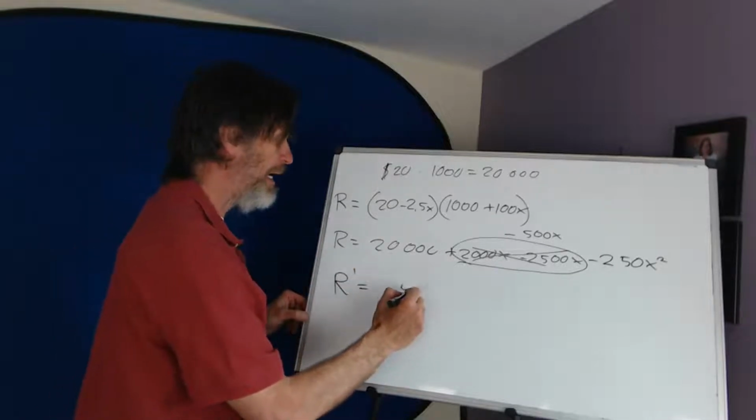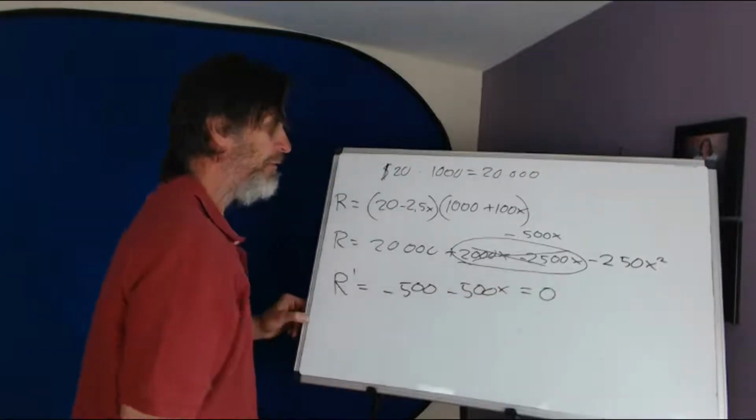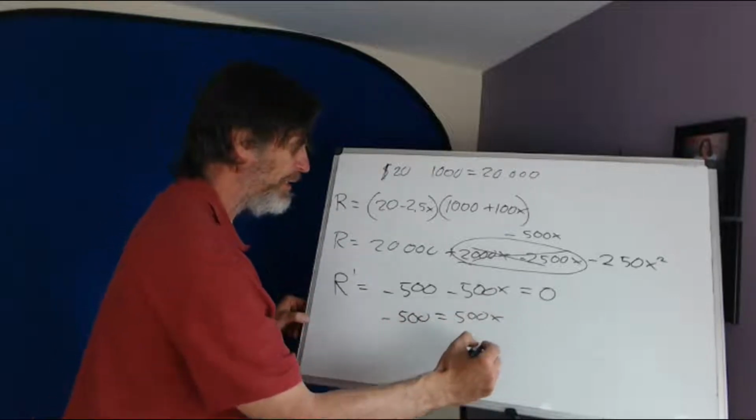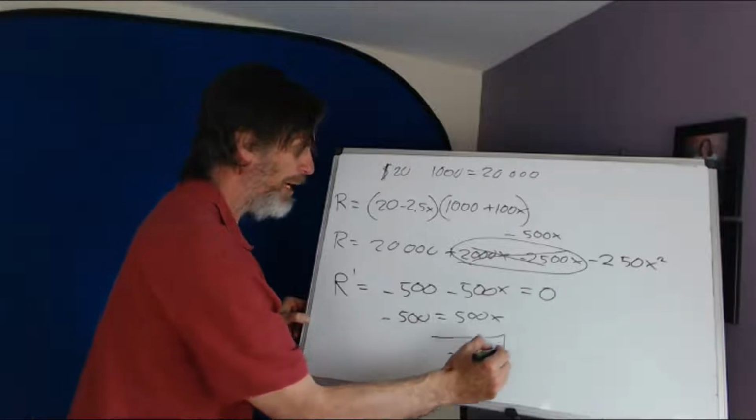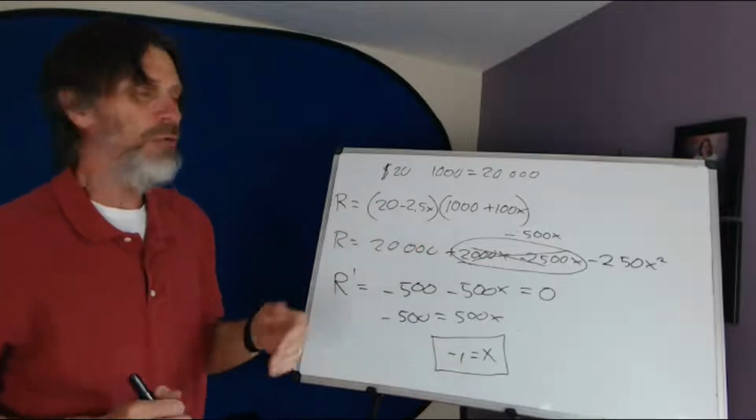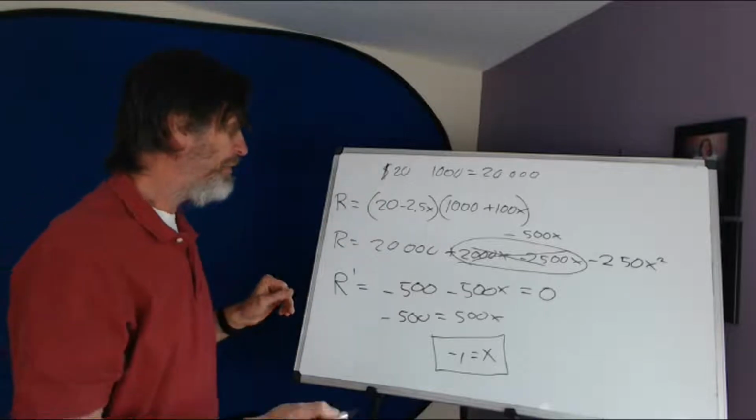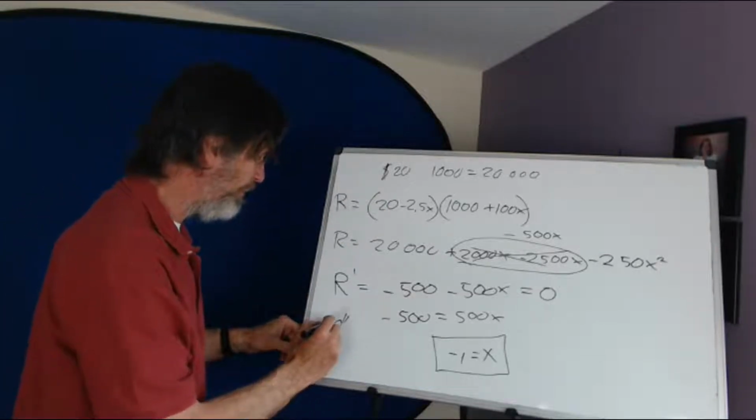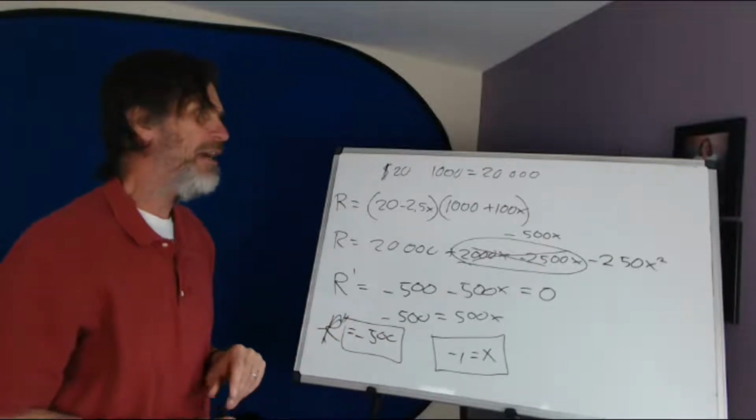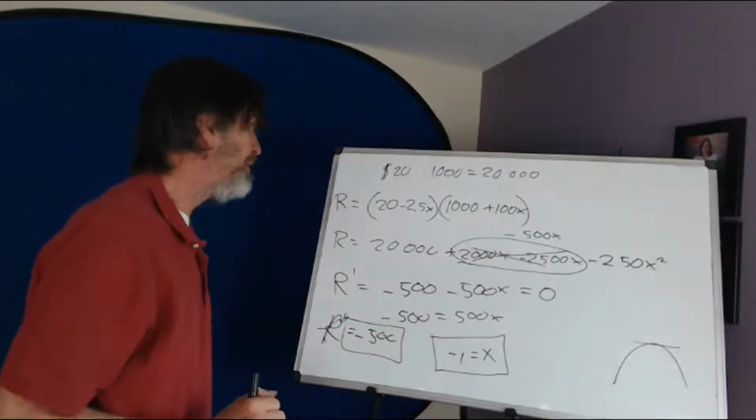R prime is negative 500 minus 500x. If I set that equal to 0, I get minus 500 is 500x, and x is equal to minus 1. So I shouldn't make a $1 decrease in price. I should go the opposite way. I'm sorry, one of those decreases in price. I should go the opposite way. By the way, the second derivative here, R double prime, is negative 500. It's a function that's always concave down, so I have a graph that looks like that. It has a max value right there at x equal to minus 1.